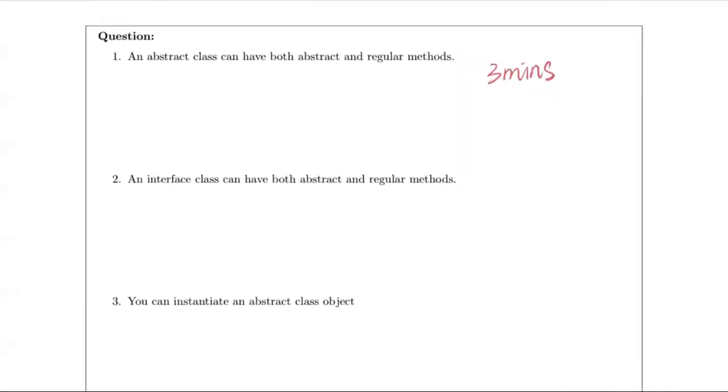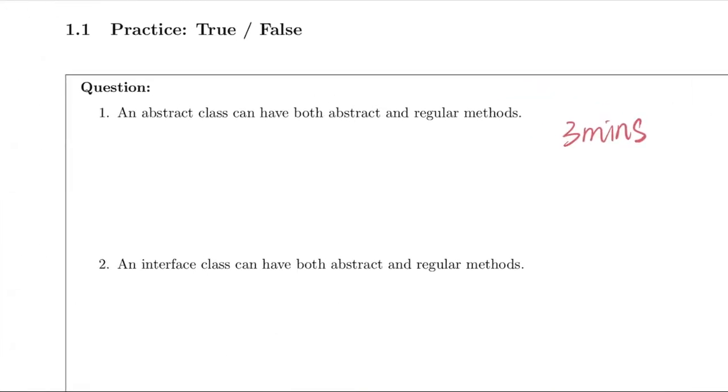For the first question, an abstract class can have both abstract and regular methods. 79% of you said true, and the correct answer is indeed true. An abstract class can have abstract methods and regular methods. The abstract method has no method body, and the regular method has a method body. An abstract class can have a mixture of those two kinds of methods.